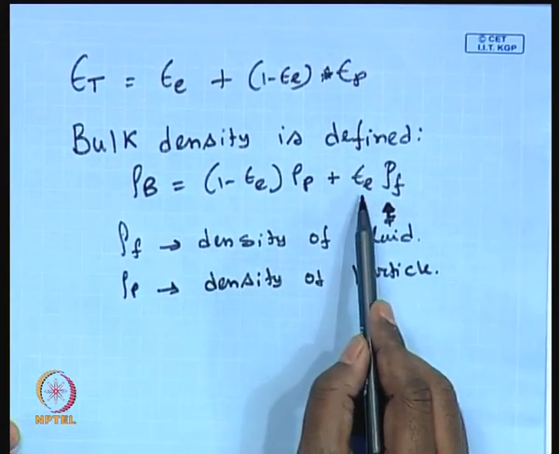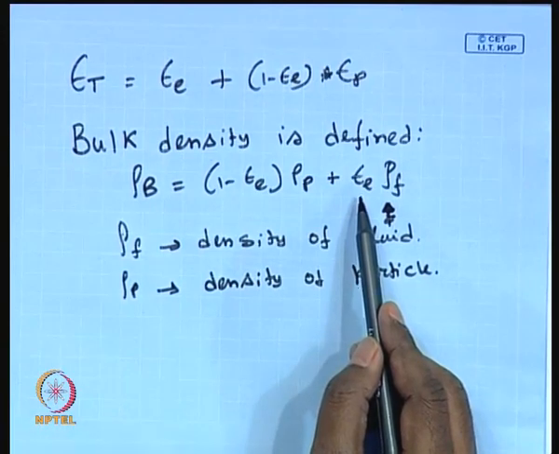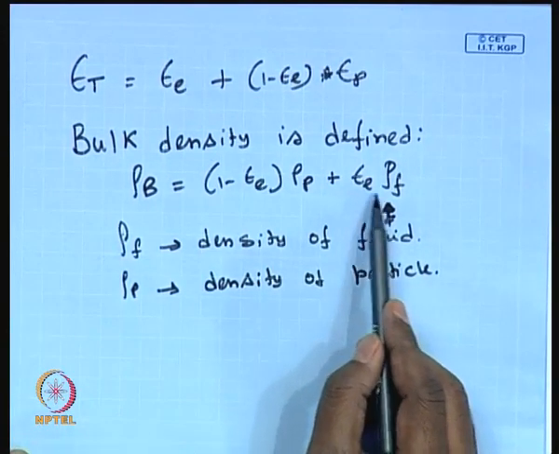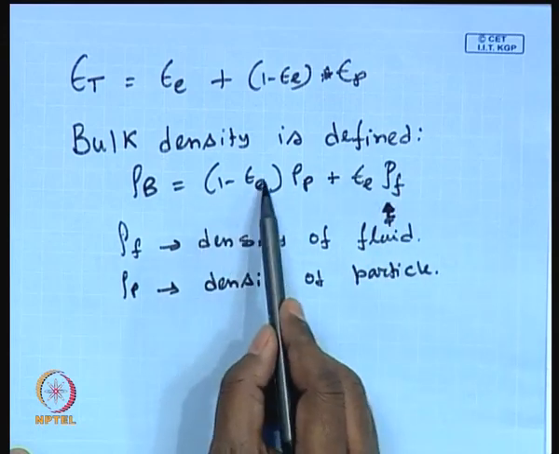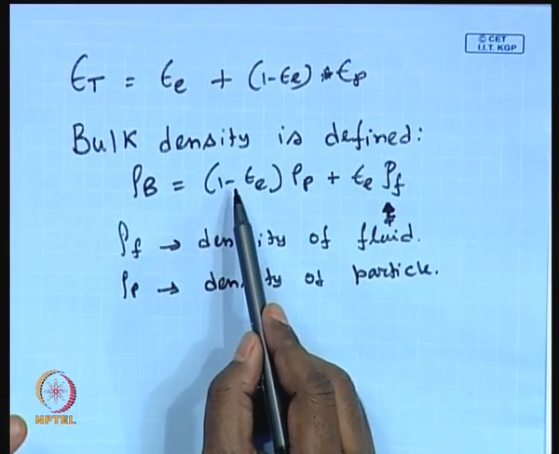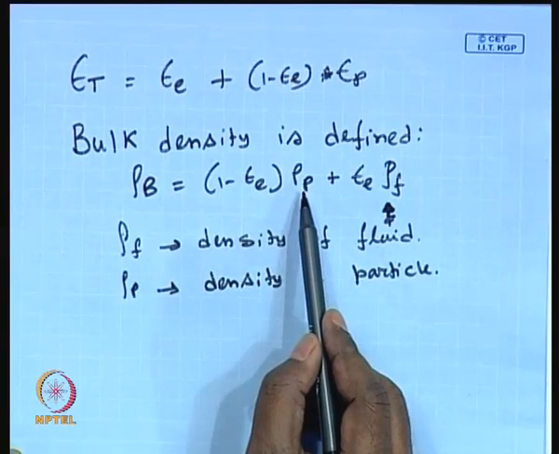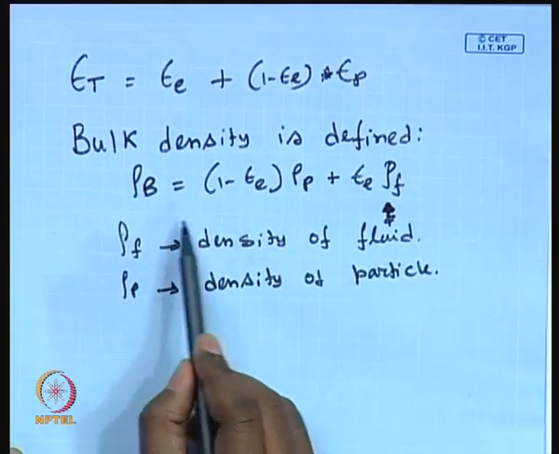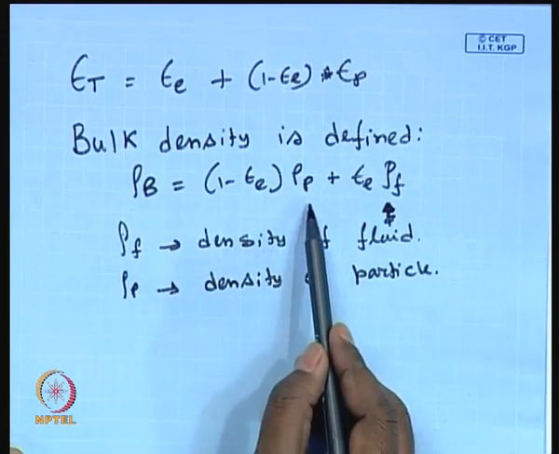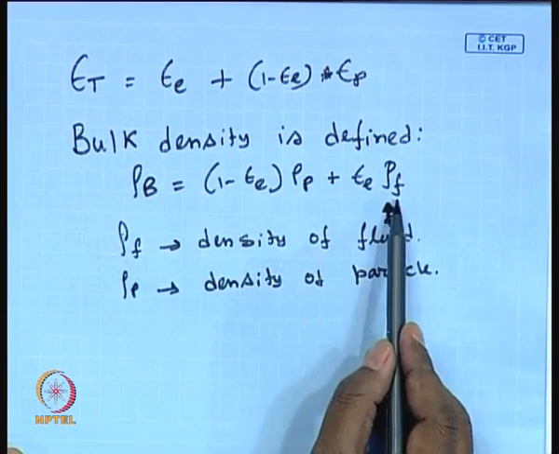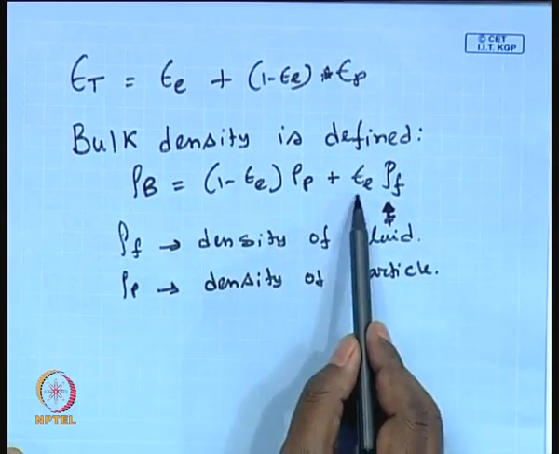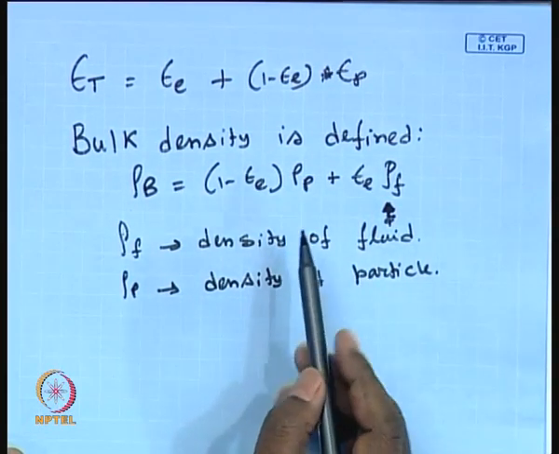So, epsilon e is the void volume of the interparticle space, so it should be occupied by the fluid, and should be multiplied by the density of the fluid. 1 minus epsilon e is basically the fraction that is occupied by the particle, and it should be multiplied by the particle density. So, total bulk density is defined this way. It is basically a weighted average of the particle density and the fluid density, and the weights are proportional to the void fraction.